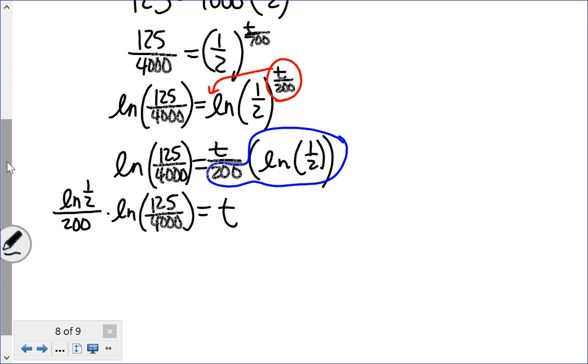Oh, I wrote t over 200 instead of 700. Just realized that. So this was t over 700, not 200. So we're going to need a 700 there. And then we just put all that in the calculator and find out that t is going to equal 3,500. And then remember that was in millions of years, because we just used 700 for million. So in million years is when you will find out that the radioactive element will decay to 125 atoms.